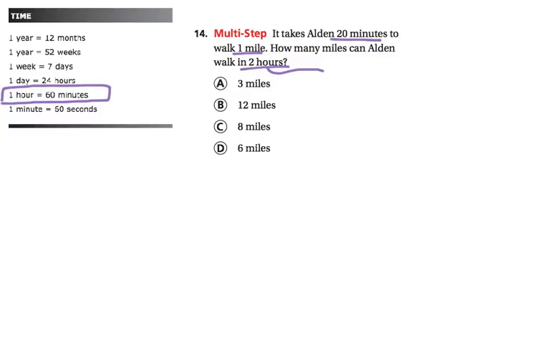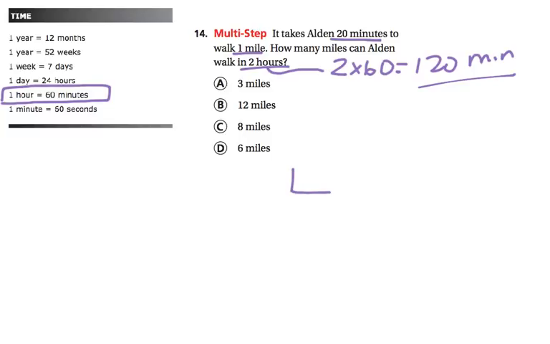So 1 hour is 60 minutes, but 2 hours is 2 times 60. Oh, that's 120 minutes. Okay? Now, we're trying to figure out how many miles can he walk in 120 minutes when it takes him 20 minutes to walk each mile.